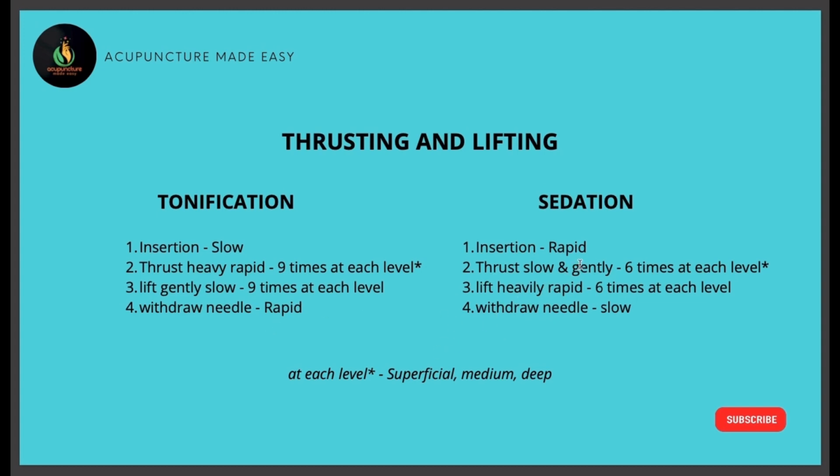And if you want to get a sedation technique, then insert the needle rapidly, and the thrust will be with a slow and gentle speed, but it has to be only 6 times at each level, whereas in tonification it has to be 9 times, but in sedation it has to be 6 times. And the withdrawal of the needle should be slow. In tonification, withdrawal of the needle will be rapid. Okay, I'm going to show you at each level how you can do it with my digital slate.